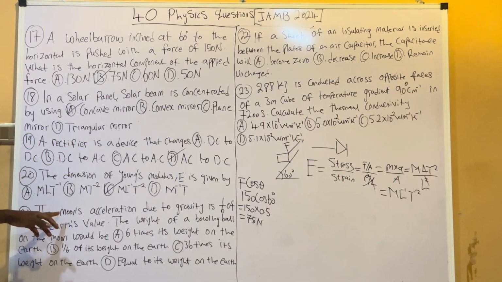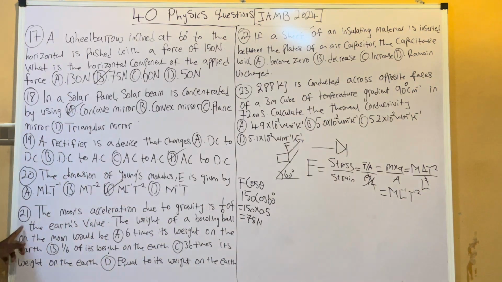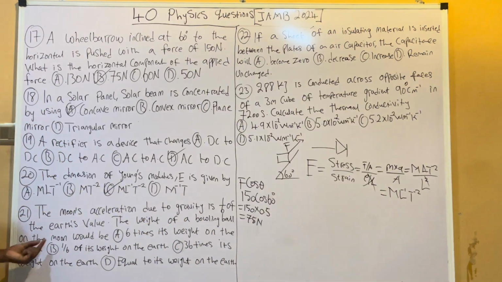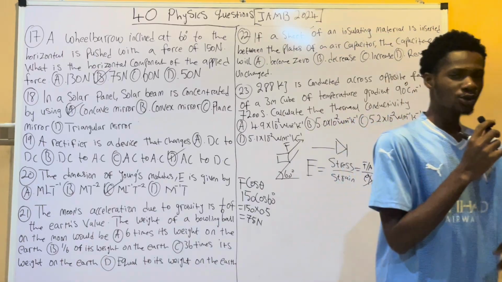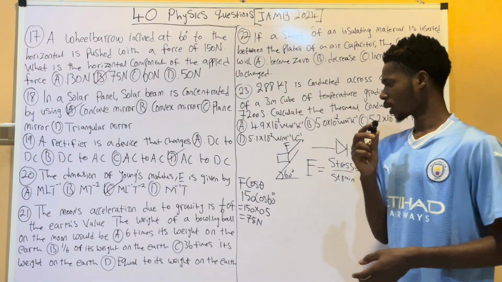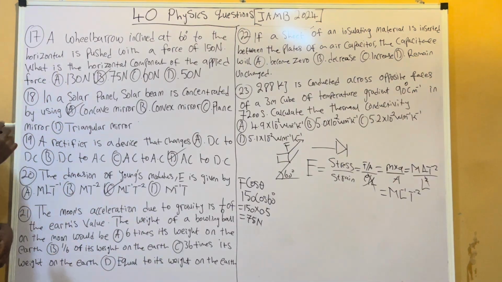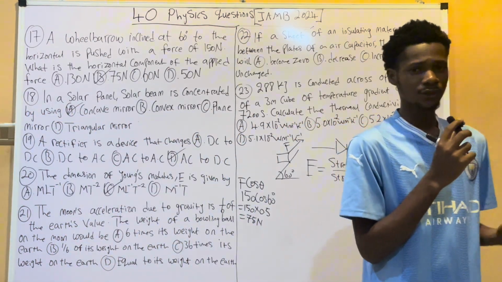The question says the moon's acceleration due to gravity is 1/6 of the Earth's value. The weight of a bowling ball on the moon would be... Now this is a kind of straightforward question. The question simply says the acceleration due to gravity of the moon is that of the Earth divided by 6. What would happen to the weight of a ball that we weigh normally here when we take it to the moon? What will happen to the weight? Does it increase? Does it decrease? And if it increases, by how much? If it decreases, by how much?